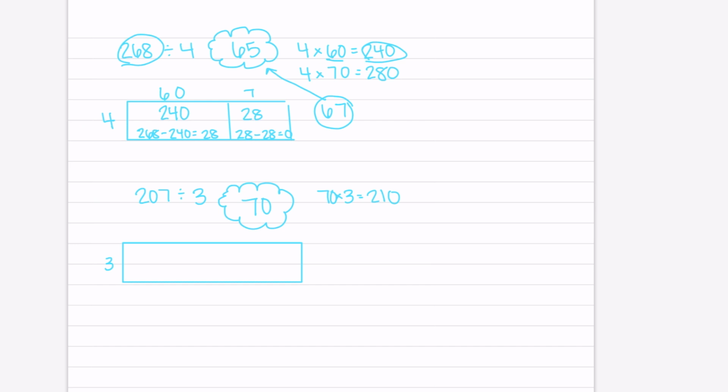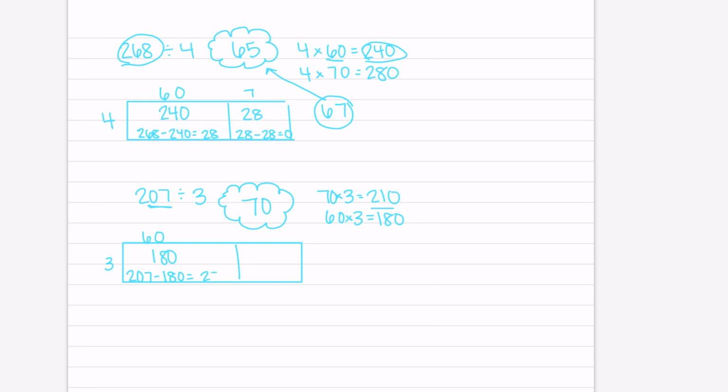Now, the problem here is that the product of my estimate is actually above the dividend here. So what I want to do is step down to the next multiple of 10, which is 60 times 3, and I get 180. So I can use that as my starting point. So 60 times 3 is 180. I have 207, which is my total I'm wanting to work towards. And I'm going to take away 180.